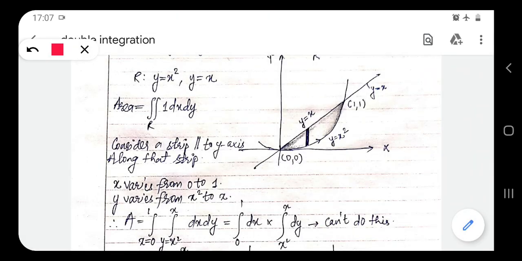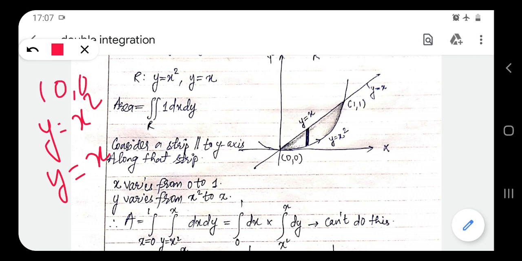So y is equal to x square is this, and this is the straight line. Find all the intersection points by solving y is equal to x square and y is equal to x simultaneously. Solve them simultaneously to obtain the intersection points (0, 0) and (1, 1).